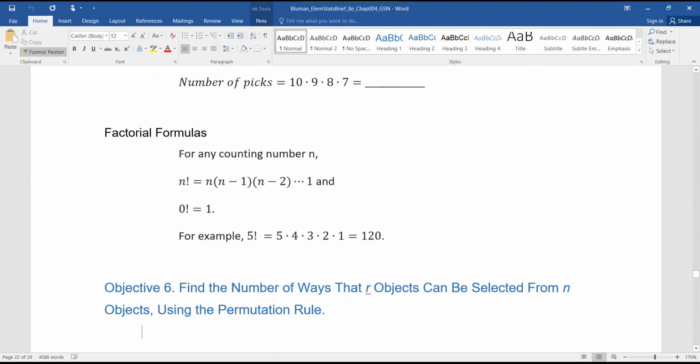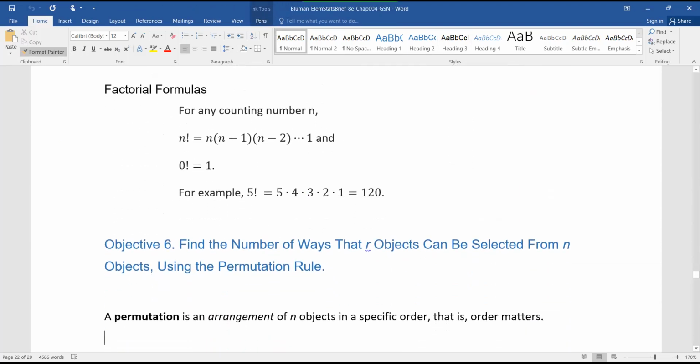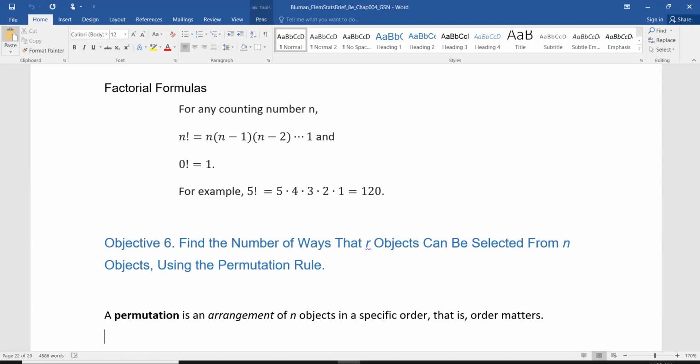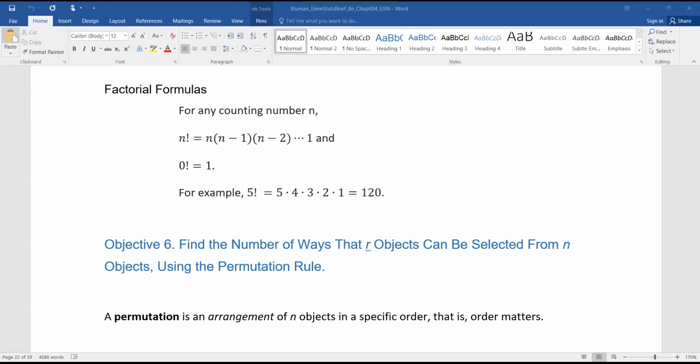All right, so let's talk about factorial formulas. We talked about this a little bit last week, but factorial is basically that number times itself in decreasing order. So a 5 factorial would be 5 times 4 times 3 times 2 times 1. And that would be what that is.